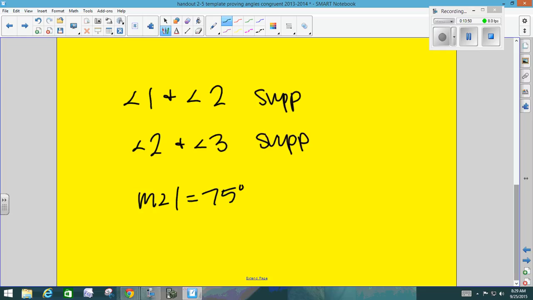Well, 2 is going to still stay 105. It's the same angle. So what does 3 have to be? 75. 2 angles, 1 and 3, supplementary to the same angle, 2, are congruent. 1 was the same as 3. 2 angles supplementary to the same angle are congruent. That's your congruent supplements theorem.